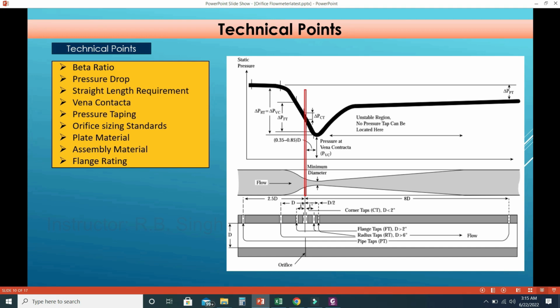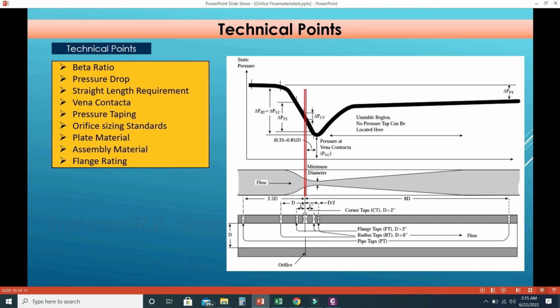Assembly material. As we have seen, an orifice, integral orifice or restriction orifice assembly is also there, but it is not required that the orifice plate and assembly will be of the same material. Plate material will be minimum stainless steel. We cannot use a plate of carbon steel. So the plate has a minimum requirement of stainless steel, but the assembly can be of carbon steel as per the piping requirement. So assembly material can match the piping material. However, plate material is required to be minimum stainless steel.